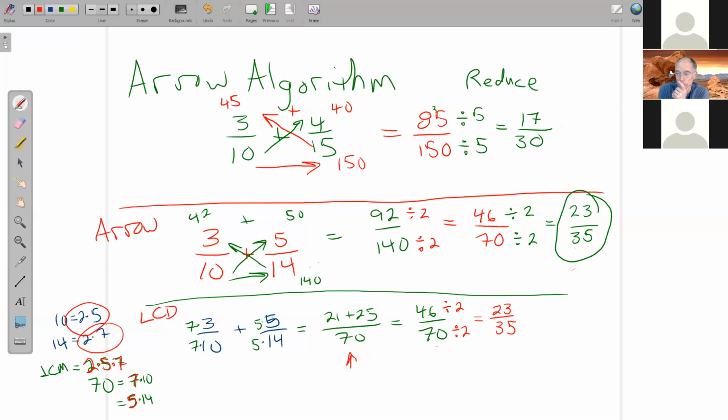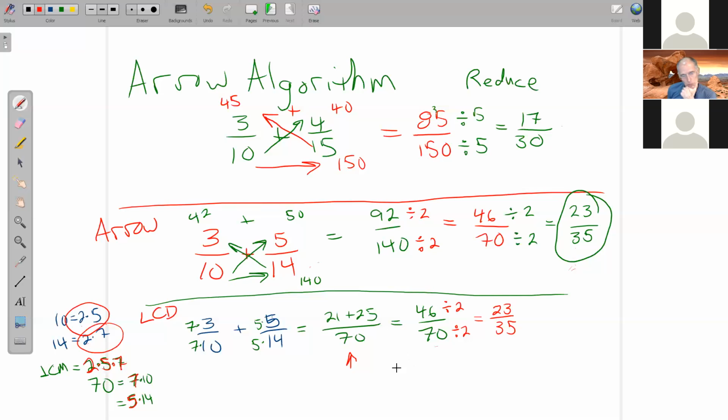But that's not always going to be the case where you have to reduce, I'm guessing, right? Yeah, because the denominator tends to be bigger with the arrow algorithm, you'll end up reducing more often than you will with the LCD algorithm. But you still have to reduce sometimes with the LCD algorithm.